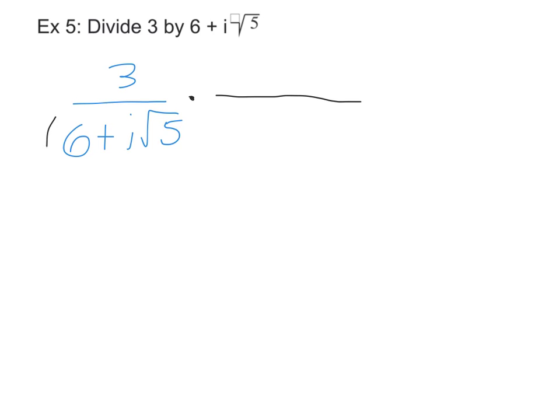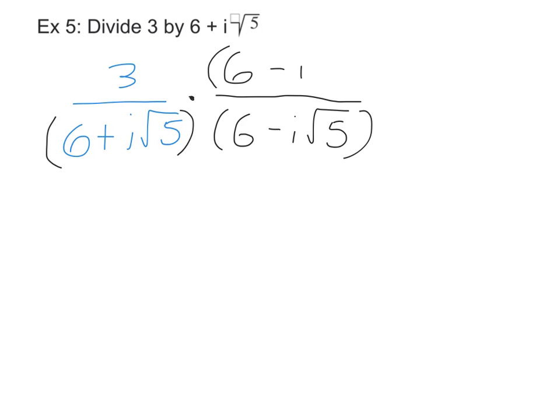Nothing's really going to change. The first term is going to stay the same, and now what we're going to do is flip the sign of the second term. So my conjugate for this particular problem is 6 minus i square root of 5. I'm going to do that to both the top and bottom. I can do this because that value over the same value is still equal to 1. And now I'm just going to distribute.